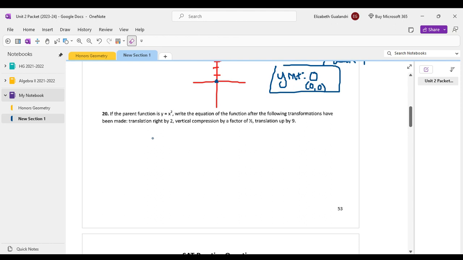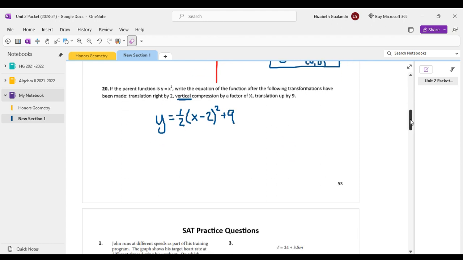Number 20, if the parent function is y equals x squared, write the equation of the function after the following transformations. So translation right by 2 units. So we're going to have y equals, and we're going to have an x in parentheses. Right by 2 units means I'm going to subtract 2 because it's going to look the opposite. Put my square on there. Don't forget about that. Vertical compression. So all of our compressions or stretches are vertical, but compression by the factor of 1/2. So I'm going to throw a 1/2 up front here, and a translation up by 9. So I'm going to add 9 to the function. Those are all of my transformations that are happening there.